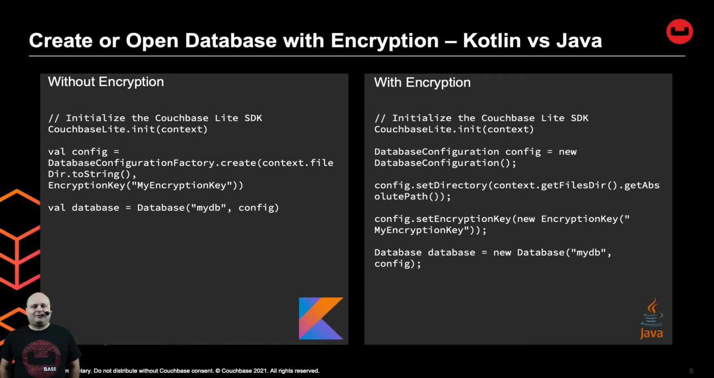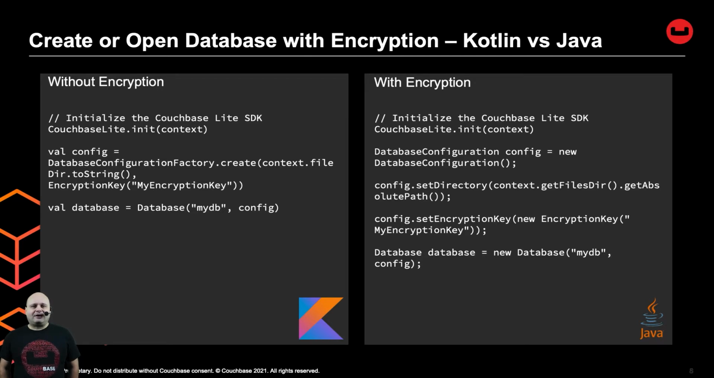For enterprise developers, database encryption is an important feature. The Couchbase Lite SDK can use encryption to secure data at rest when it's stored on the device. The algorithm used to encrypt the database is 256-bit AES. A database encryption key must be provided as part of the database configuration object to tell the database API to use an encryption key when opening or creating the database. As you can see in the code snippet, we've modified the code to pass in the encryption key via the encryption key function to the database configuration factory create function. Again, comparing the Kotlin code to Java, we see the code is very similar.